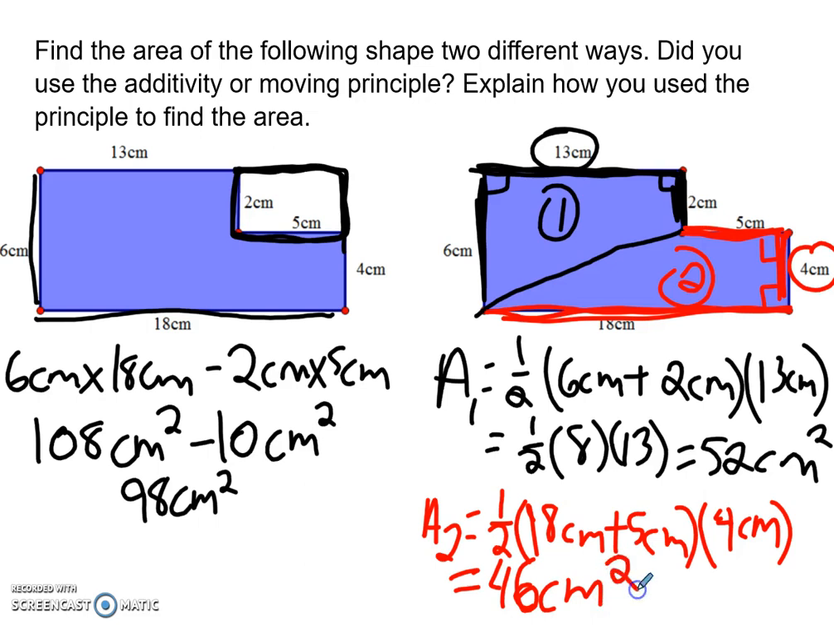And if I think about that, 46 plus 52, so I'm going to do this to the side. 46 plus 52, 6 plus 2, 8, 4 plus 5, 9. So if I add those two areas together, I still get the 98 square centimeters. So there's a lot of different ways that this can be done.